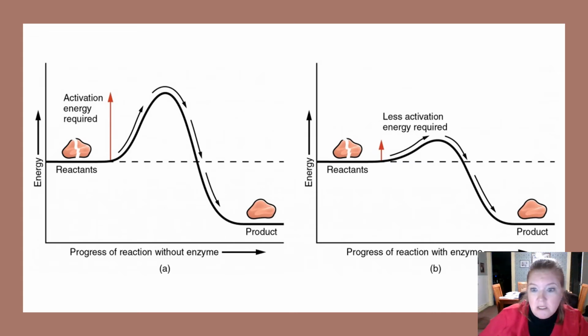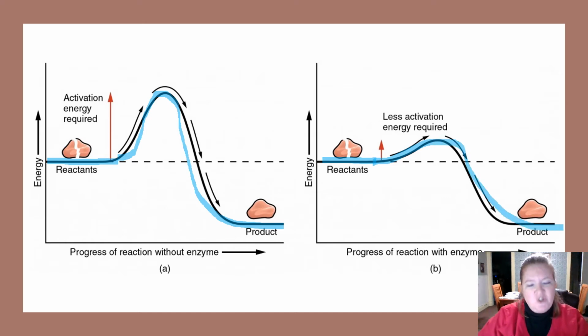So here's another visual. So we have our reactants. We start in the same place. Okay, with no catalyst, we have to push all the way this way, the long way. But if we have a catalyst, then we need less activation energy. It's a little easier. It's a shortcut. So in biology, we call those catalysts enzymes. Okay, so an enzyme is a catalyst.